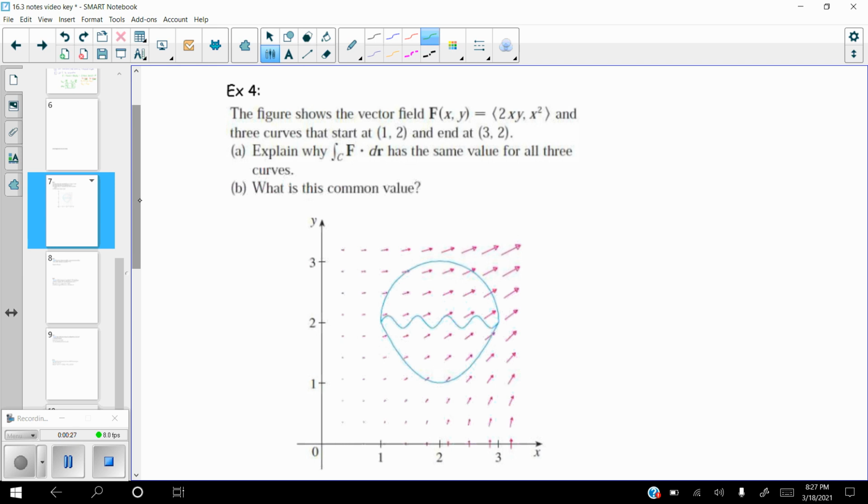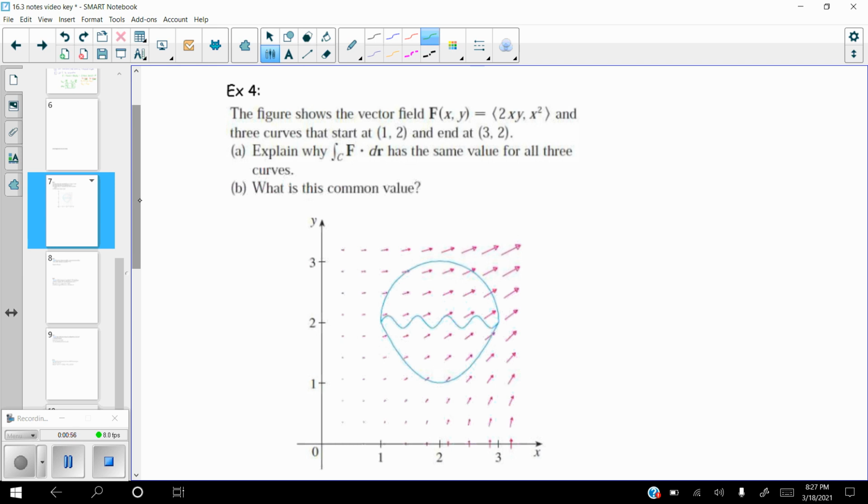Okay, so it says the figure shows the vector field F as 2xy, x squared, and three curves that start at (1, 2) and end at (3, 2). Explain why the line integral F dot dr has the same value for all three curves. Well, if it has the same value for all three curves, that means it has to be independent of path, which means it has to be conservative.